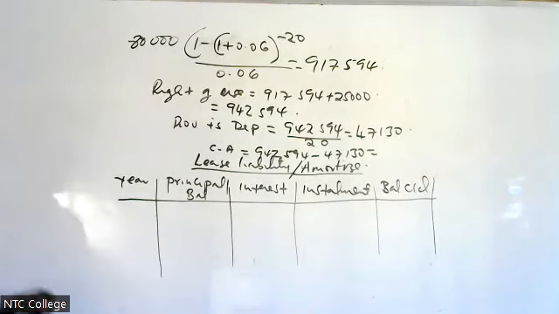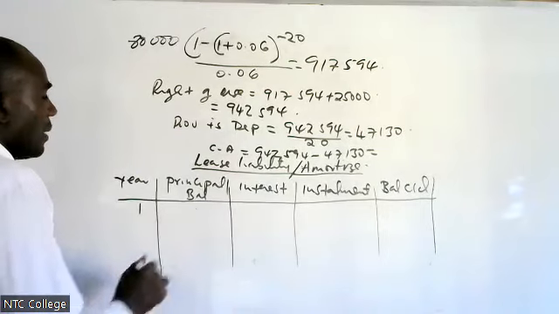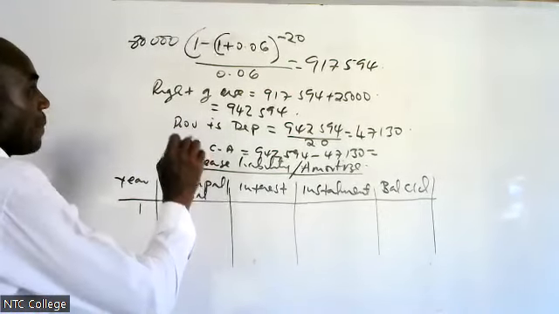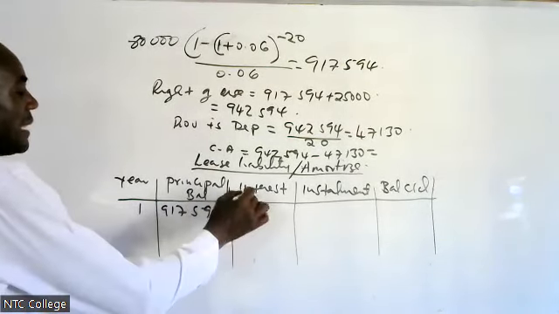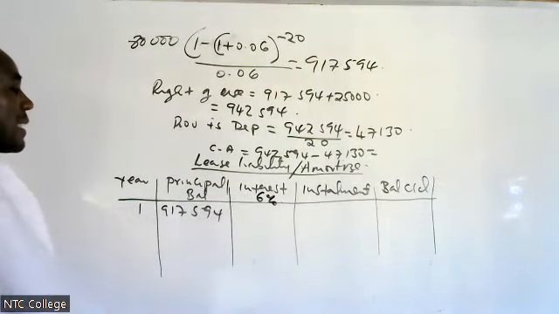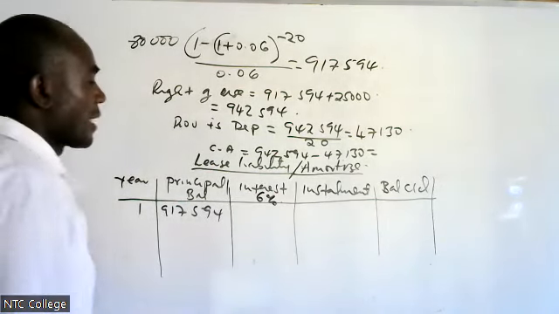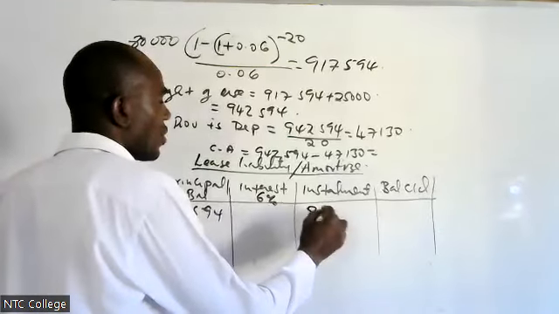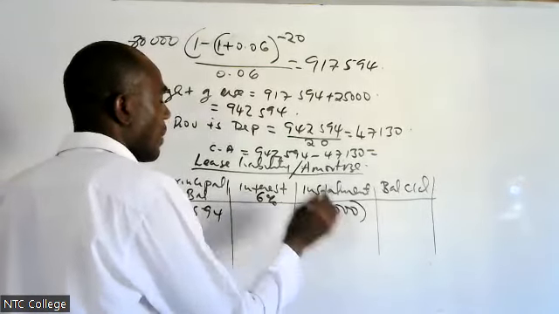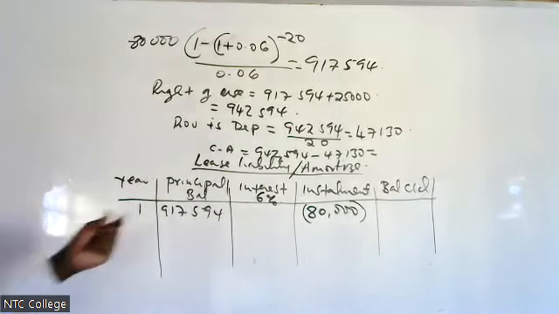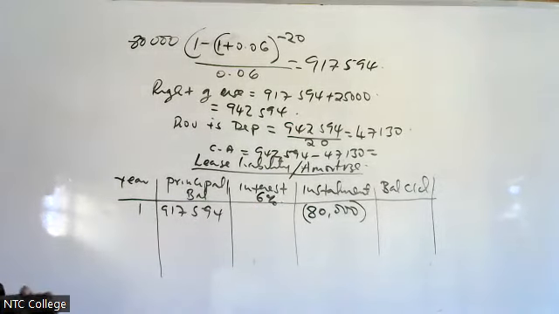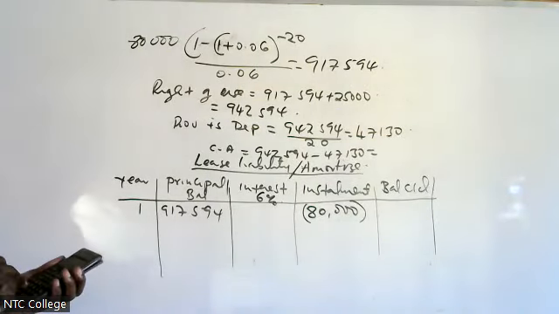Therefore, on my amortization schedule in year 1, my principal balance is the lease liability, 917,594. Interest here is 6%. The installment we are paying each year is 80,000. That was the amount we paid at the initial term. So we can get the interest on 917,594.